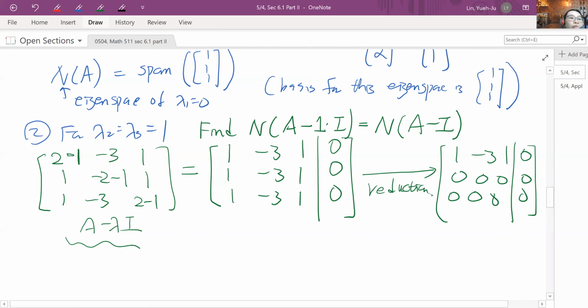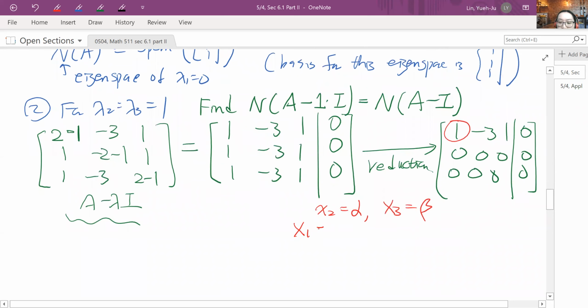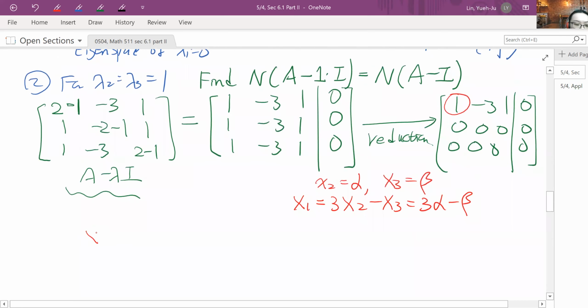So now I can easily see there's only 1 pivot. So x2 would be alpha, x3 would be beta. I'm going to call the 2 free variables like this. And x1 would be, let me be careful, 3x2 minus x3. So this would be 3 alpha minus beta. So my solution set in the null space will look like (3 alpha minus beta, alpha, beta).